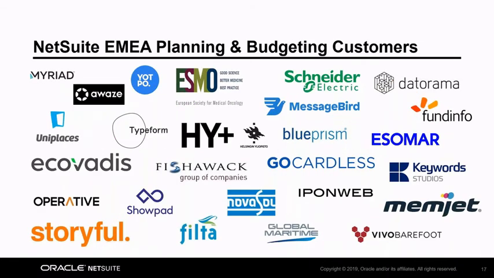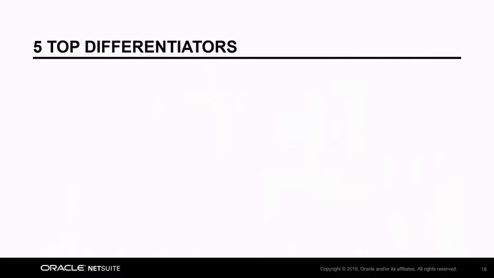So you can see on here, again, they're across an array of industries. You've got UniPlaces, who do, say, student accommodation. You've got ESMO, which is the European Society for Medical Oncology. And then you've got people like GoCardless and Ipon Web as well, and Vivo Barefoot. So there's a whole array of companies that are using this, from software to manufacturing to services and others besides.